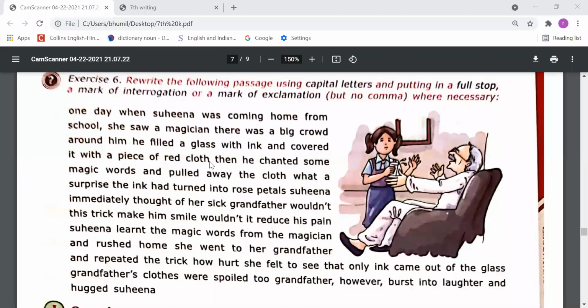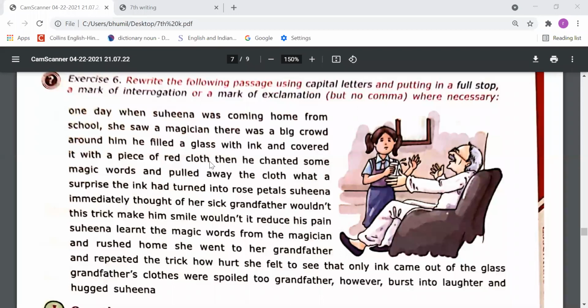Then, T you need to make capital. He chanted some magical words and pulled away the cloth. After cloth, again you have to mention the full stop because our sentence has ended here. Then what a surprise. After surprise, you need to mention an exclamation mark because that's an exclamatory sentence. And W of the word what, you need to make capital. W you have to write in capital letter. What a surprise. The ink had, right?